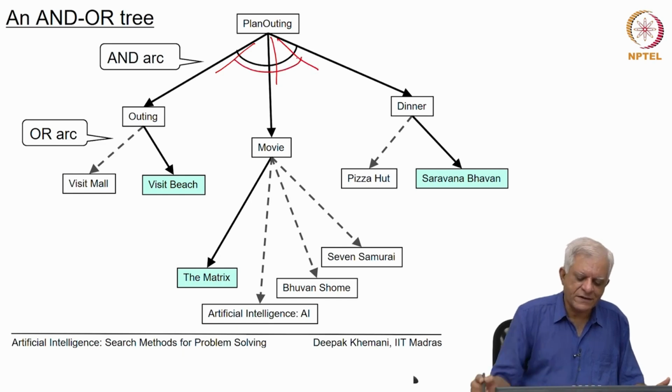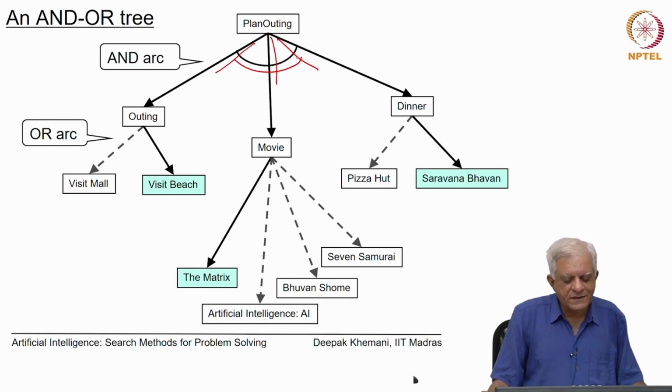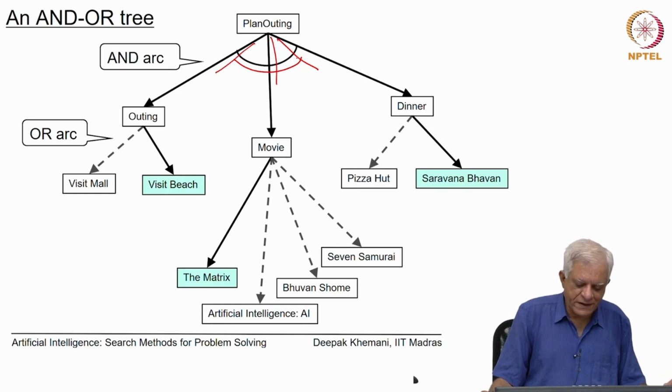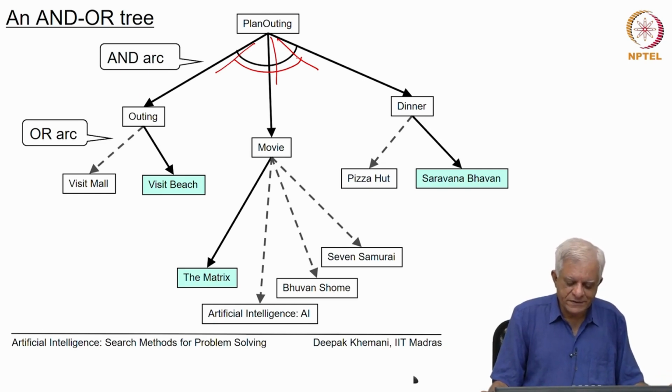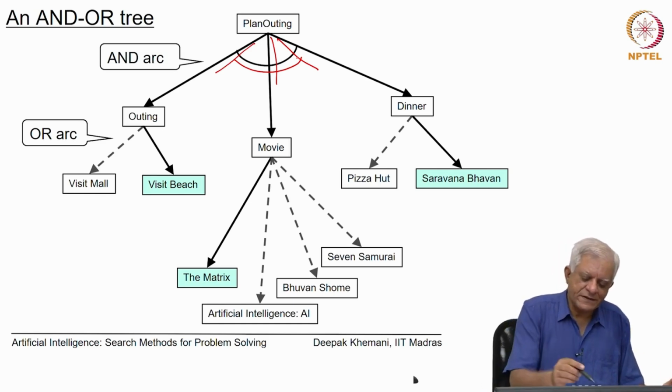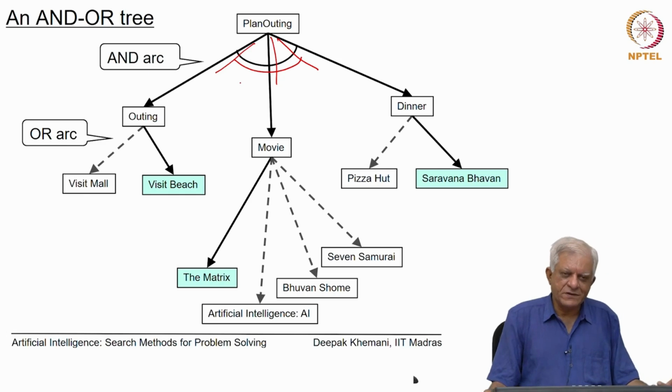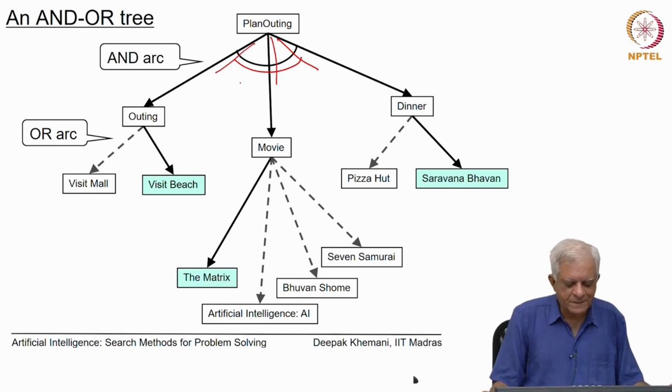Connected by this arc, you can think of that as a hyper edge or a hyper arc, and it is an AND arc essentially. It says that to plan an activity, you must plan an outing, you must plan an evening activity or outing, you must decide on a film, and you must decide on where to have dinner. So, these are 3 separate problems, but the fact that they are depicted in an AND arc means that you have to solve all 3 of them essentially.